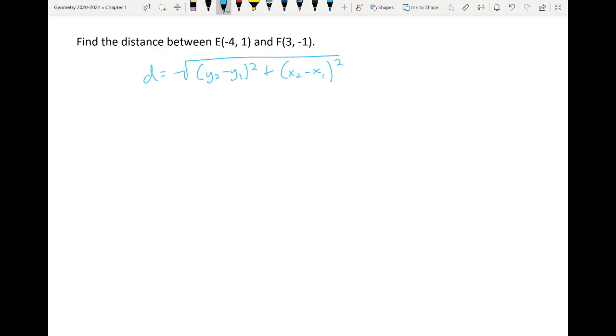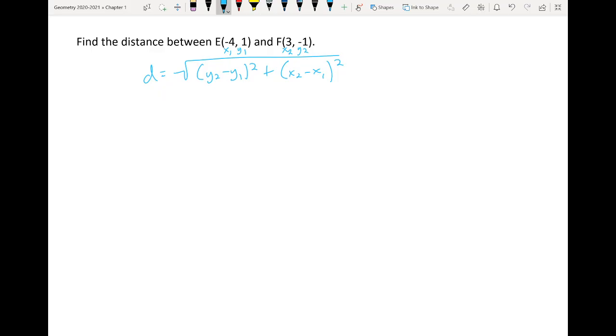Let's go ahead and assign values for each of these variables. So for point E, -4, 1, I'm going to say -4 is x sub 1. That determines everything else because it's always x, y. So this is our first point E, x sub 1, y sub 1. And then for F, we're going to make 3 x sub 2. It's the second point, and it's always x, y. So this is y sub 2.